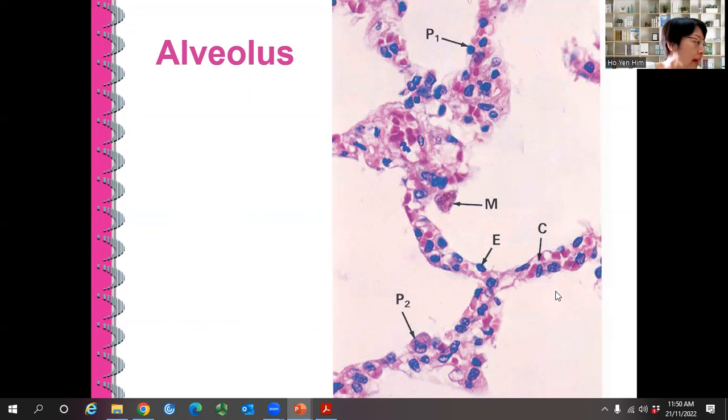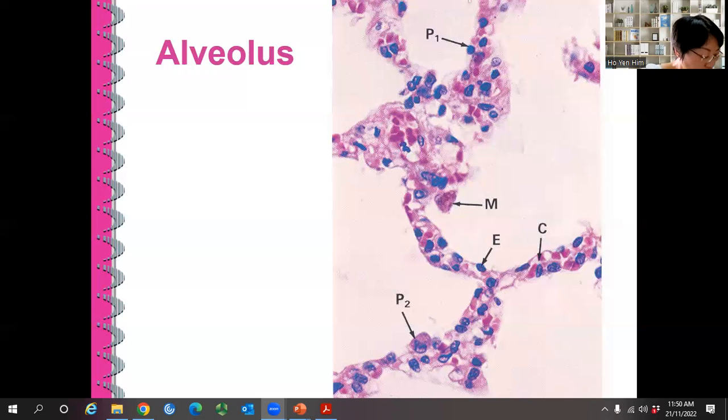I'm trying to look for the lungs to show you. Okay, where's my lung structure? Okay, so what is this here? So now you can see the P1 and P2, right? Now this is the epithelial cell, the squamous epithelial cell of the alveolus. This is the surfactant cell. You can see it's very fat. So this is the surfactant cell.